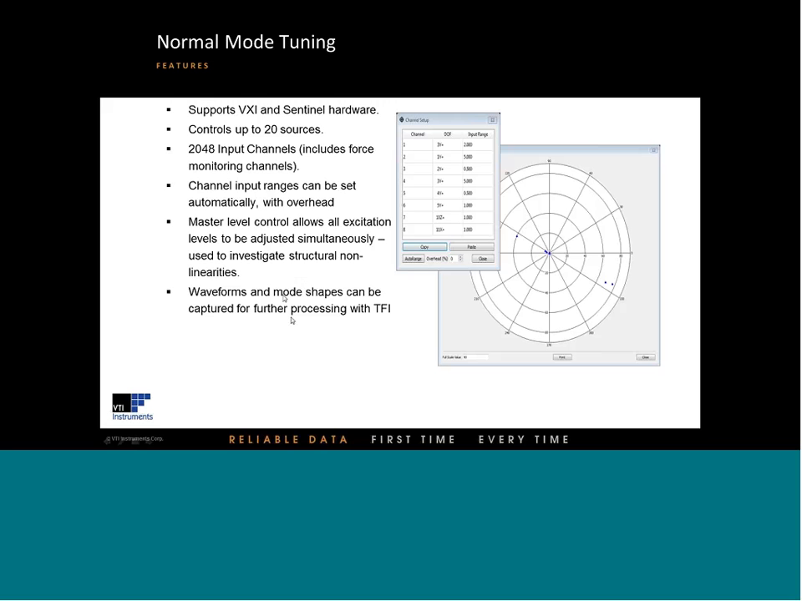Channel ranges can be set automatically. See on the form here, you can specify a percentage overhead, then you click the auto range button. Master level control means you can keep the same force pattern but vary the amplitude very easily to look at structural nonlinearities, and the waveforms and mode shapes can be captured to be viewed and processed in Test for I-DEAS.